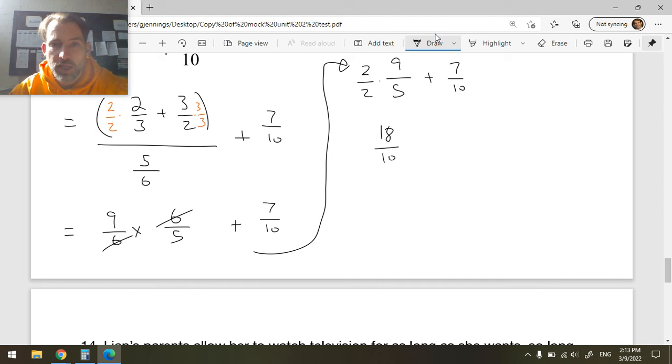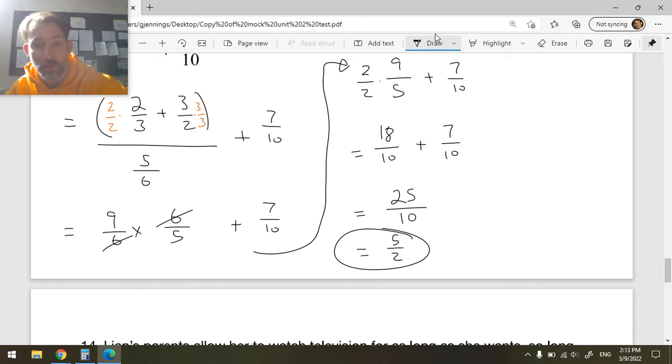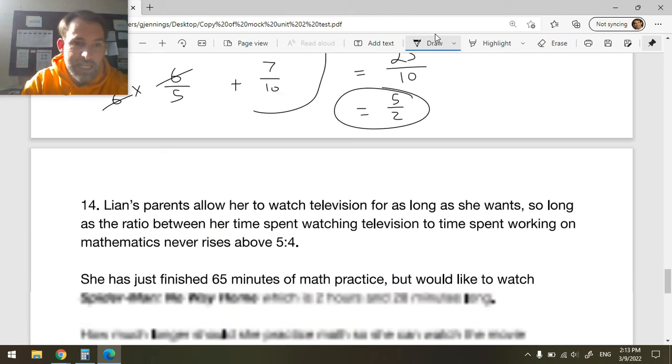18 over 10 plus 7 over 10 equals 25 over 10. Remove the factor 5: 5 over 2. Done. Final answer. Can't be reduced any further. Leave it like that if you are a sane person or sane mathematician. Change it to 2.5 if you're a maniac.